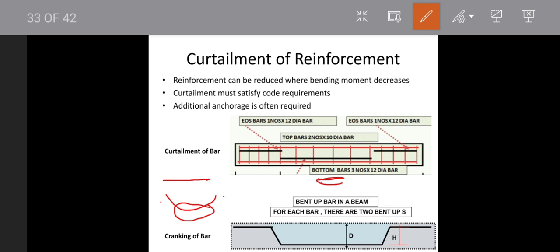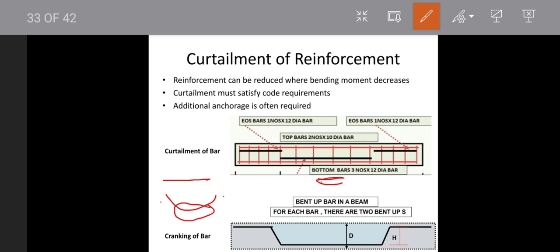Here, if you see, we have 3 numbers of 12 mm dia bars. Two bars are provided in a straight line, and for 1 bar, the black line represents the curtailment, because the rod is cut. At the point where the maximum tension is there, we will provide the bar, and where there is low tensile force, we will cut the bar and provide it somewhere else.